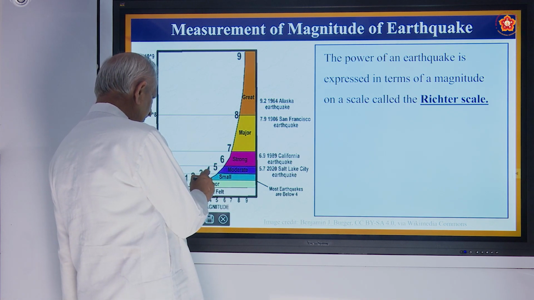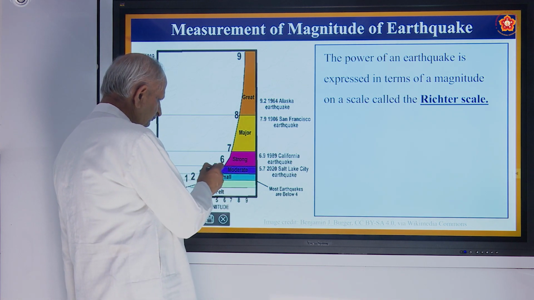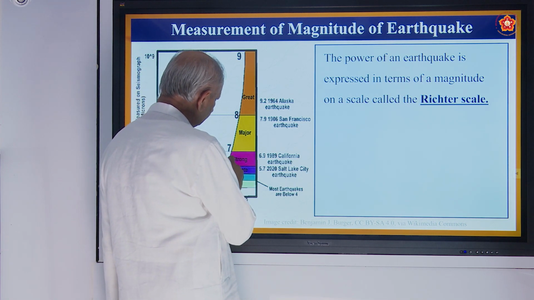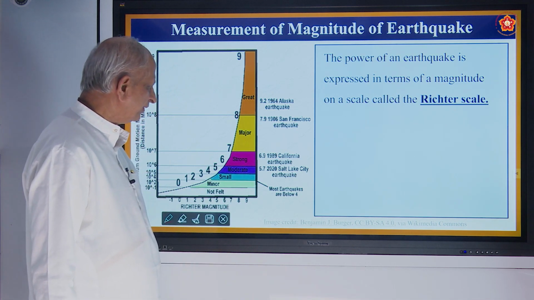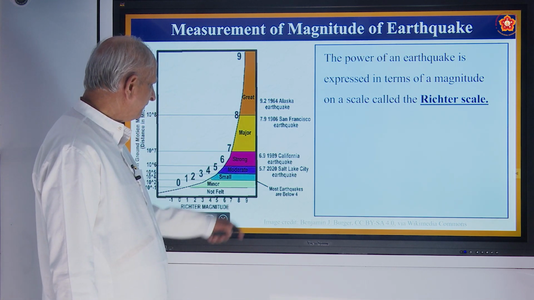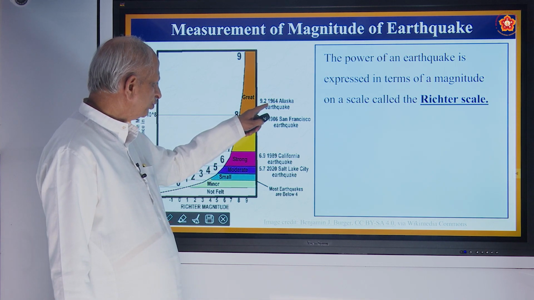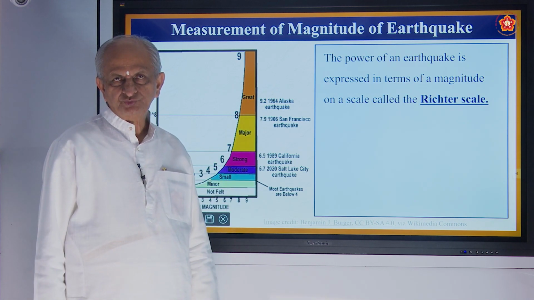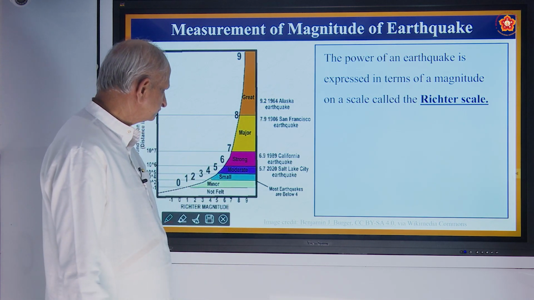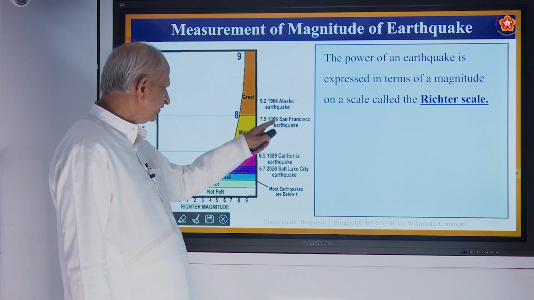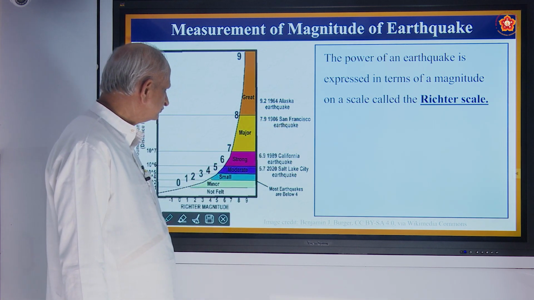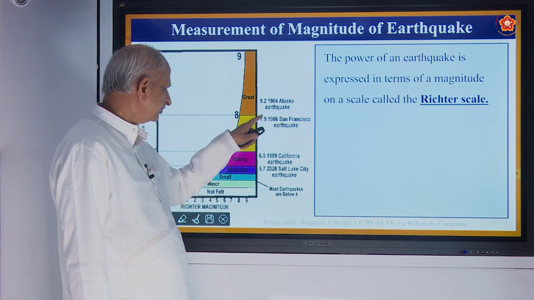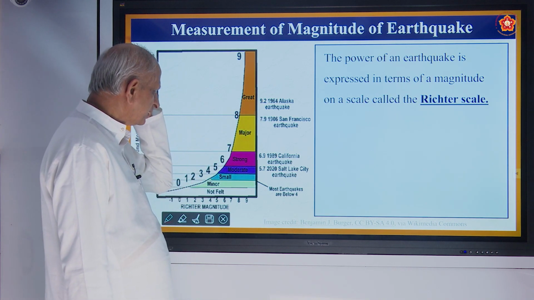And this is within 3 is minor. Then you have small, moderate. 4 to 5 is moderate, and 6 to 7 is strong. For example, on 9/2/1964, the Alaska earthquake is about 9.2, where lakhs of people died. And 7/9/1906 in San Francisco. In 1906 in San Francisco it was 7.9 on the Richter scale. This is 9.2 on the Richter scale.